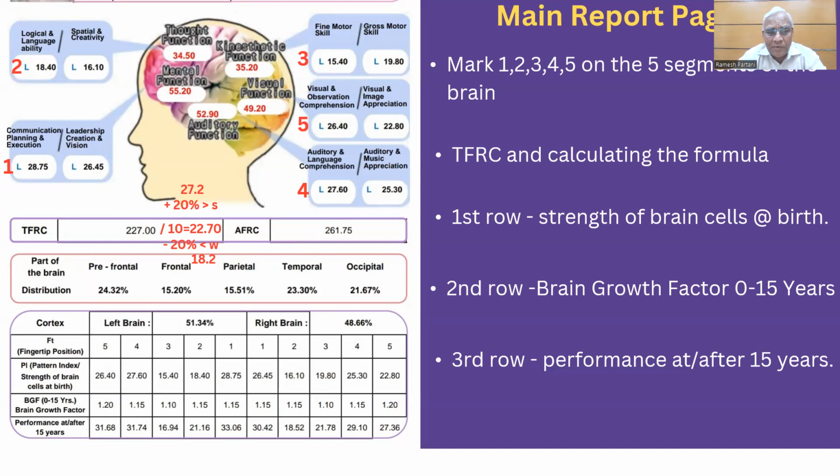Now 33.06 is about 50% more than the average 22.7. So it's not just strength, it is S plus plus plus. It's a big, big strength for this child.